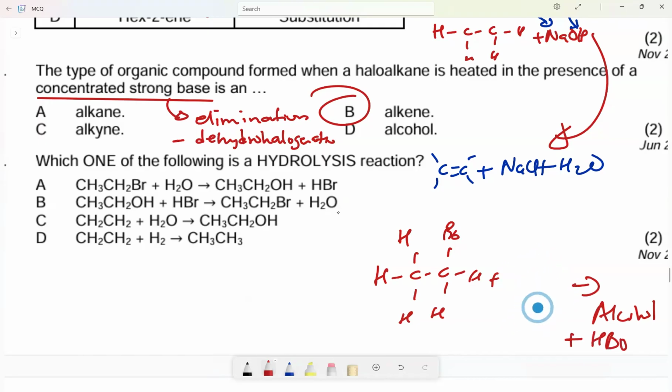This is not hydration. Hydration occurs in addition reaction. This is substitution. So it needs to form an alcohol as well as HBr. Which one forms HBr? This one. So here is an alcohol, something OH, and HBr. So A should be correct. This one forms water. No. Remember, hydrolysis is only when you move from haloalkane to alcohol. When you move from alcohol to haloalkane, we do not have a name for that one. The most correct answer is number A.